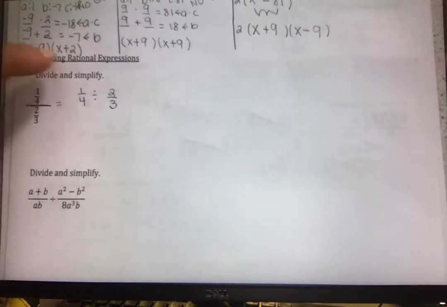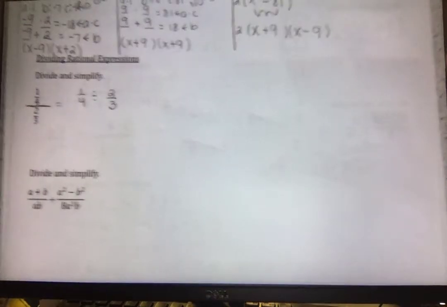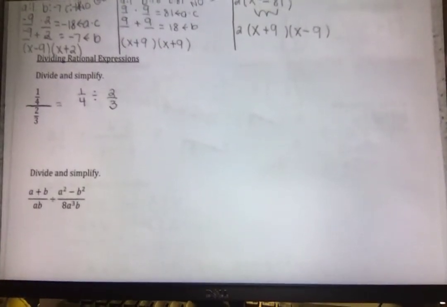So now we can multiply straight across. So 3 times 1 is 3, all over 4 times 2 is 8. 3 and 8 have no factors in common. So 3/8 is our final answer for that one. So that's our little division review.